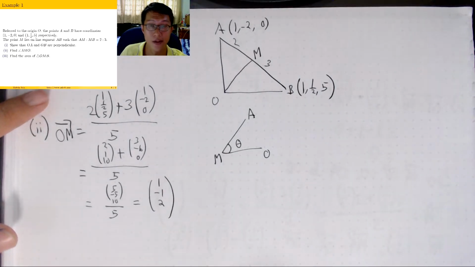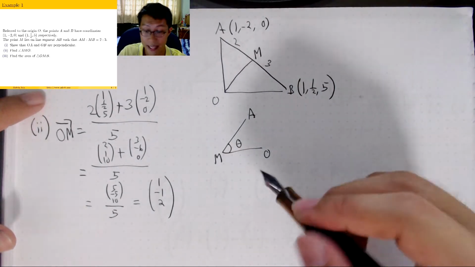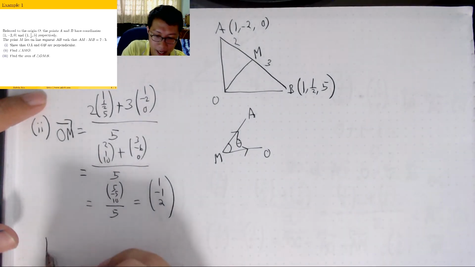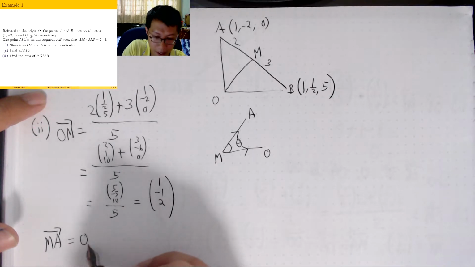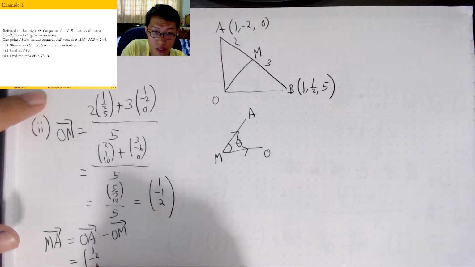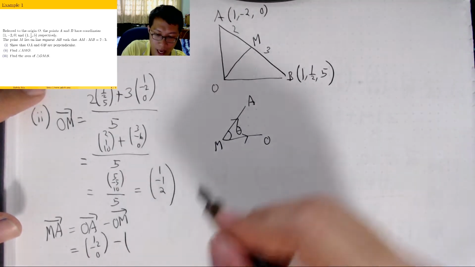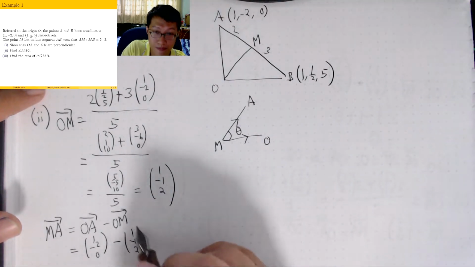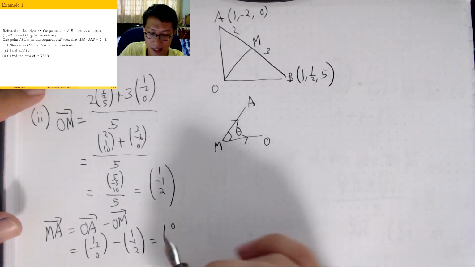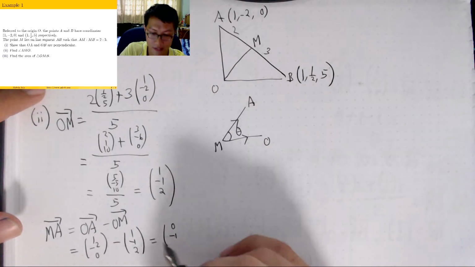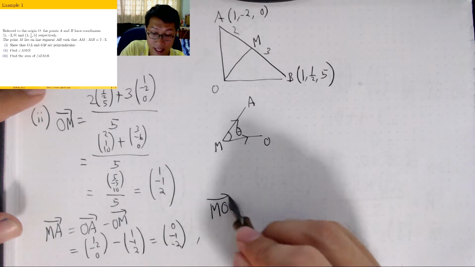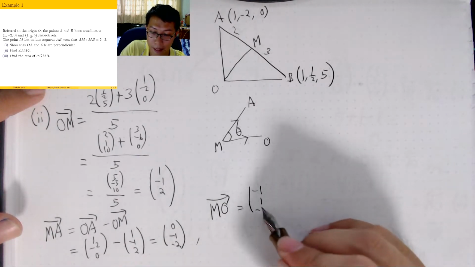Okay, so before we apply the dot product formula, which vectors do we need? We need the vector MA as well as the vector MO. So MA is given by our position vector formula, OA minus OM. OA is (1, -2, 0), and OM we have just found, (1, -1, 2). So simplifying it, 1 minus 1 gives us 0, -2 minus -1 gives us -1, and 0 minus 2 gives us -2. Okay, next we need MO, which is the negative of OM, which is (-1, 1, -2).